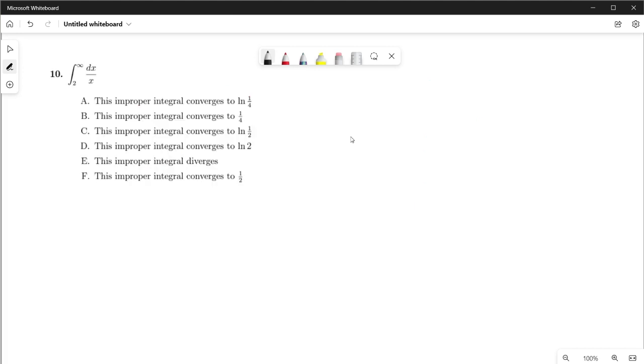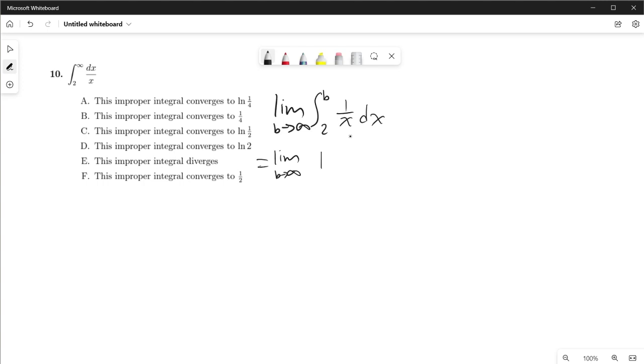For number 10, we have an improper integral with the bounds 2 to infinity. So we would need to replace that with a limit, right? So limit, let's just take b to infinity. The limits will be 2 to b now, and then it's just 1 over x dx. This integral is quite simple. Keep the limits still there. This would just be ln x from 2 to b. Evaluating this would be ln b minus ln 2.